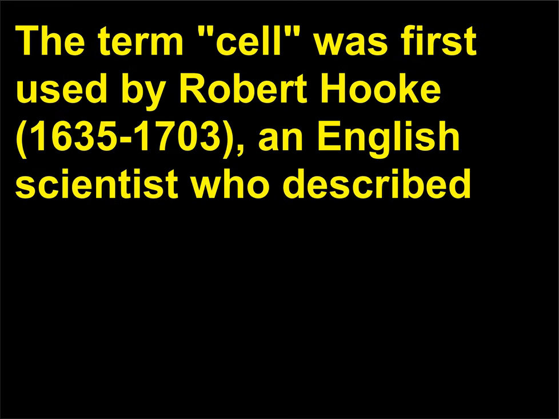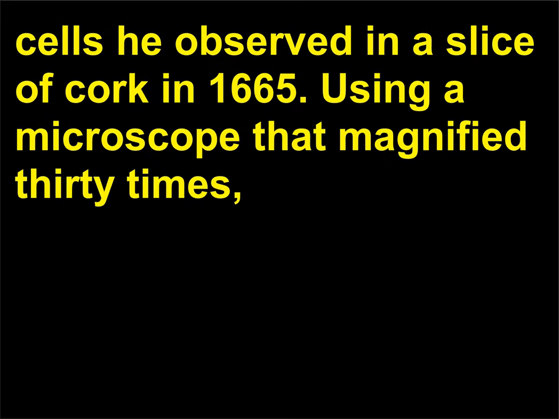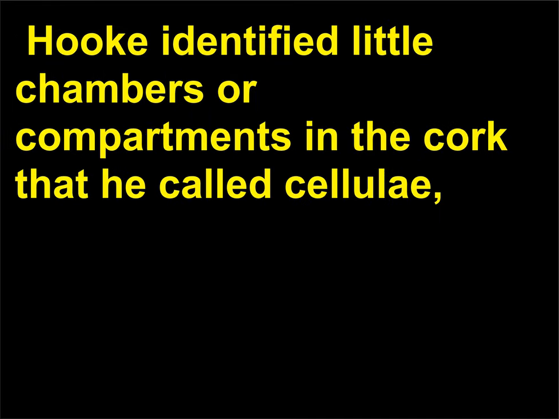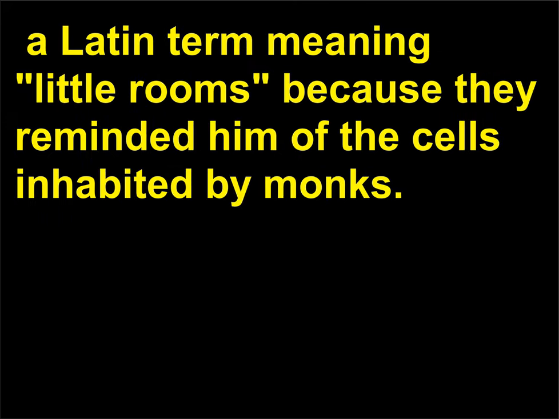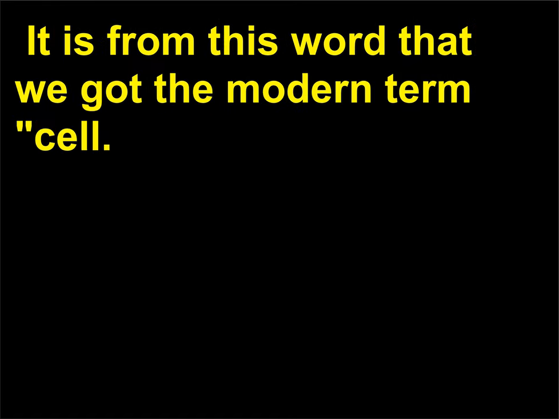The term cell was first used by Robert Hooke, 1635 to 1703, an English scientist who described cells he observed in a slice of cork in 1665. Using a microscope that magnified 30 times, Hooke identified little chambers or compartments in the cork that he called cellulae, a Latin term meaning little rooms, because they reminded him of the cells inhabited by monks. It is from this word that we got the modern term cell.